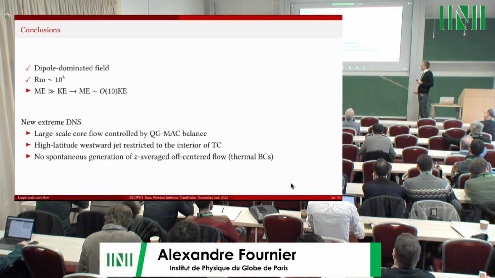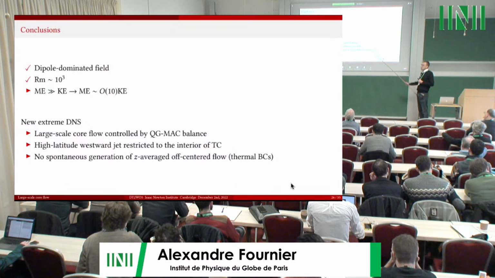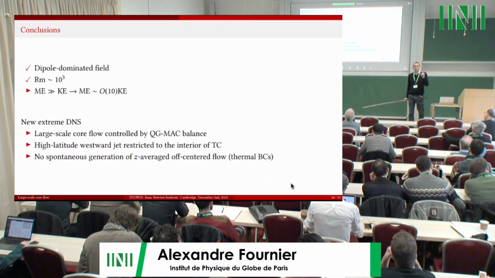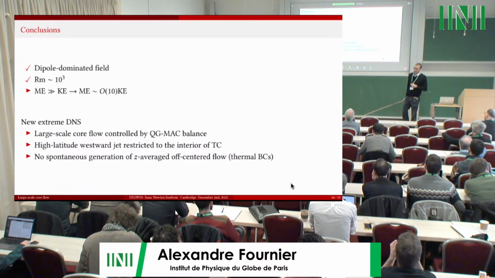And we do not get, and that's a bit disappointing, the spontaneous emergence of an eccentric large-scale geostrophic circulation. That's why we need to look more into the reason for that, but it is perhaps connected to the different boundary conditions that we impose on the temperature. And I will leave you with that. Thank you.